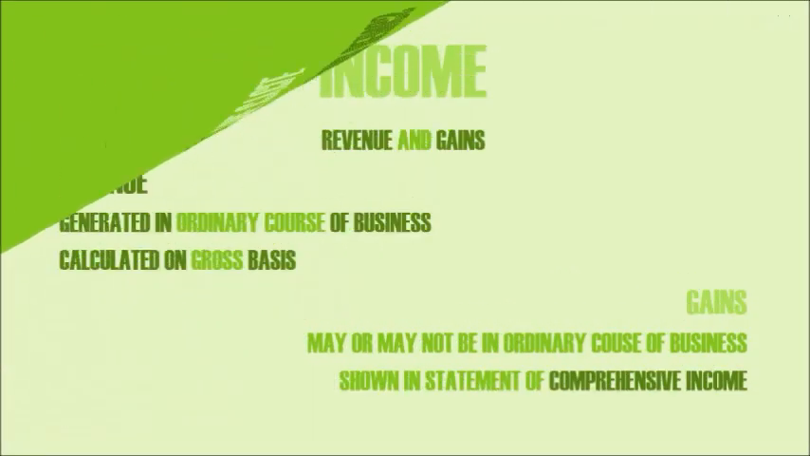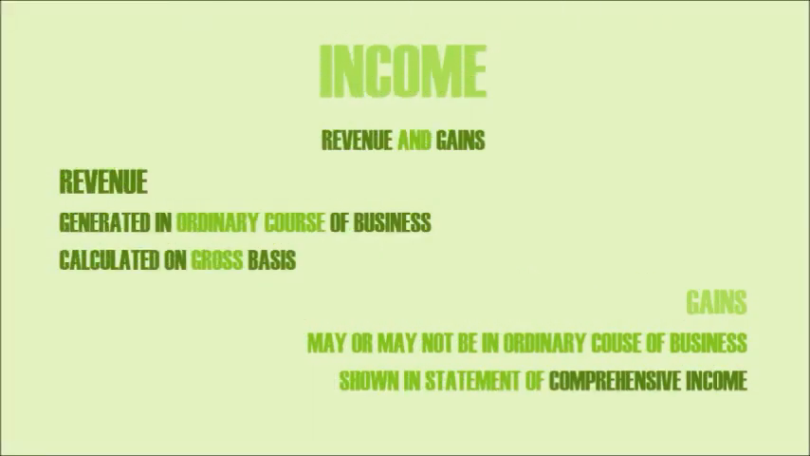Income includes both revenues and gains. They would cause an increase in economic benefits, therefore net assets would increase. This would result in a rise in equity other than owner's contribution. Revenues are another type of income. They are generated in the ordinary course of business.